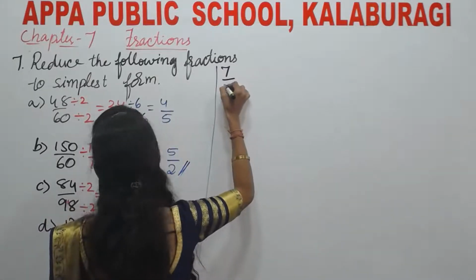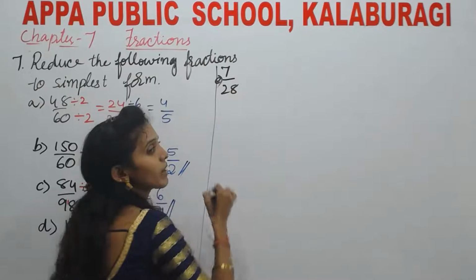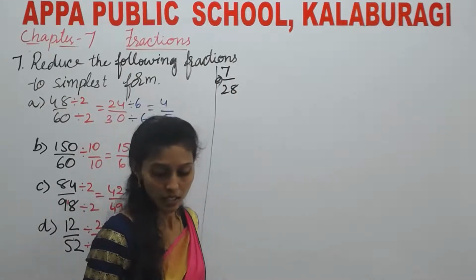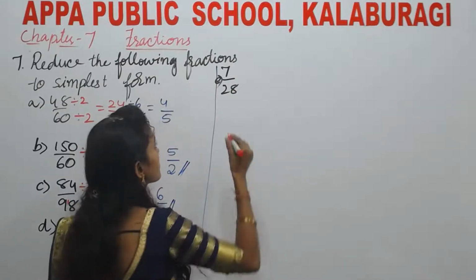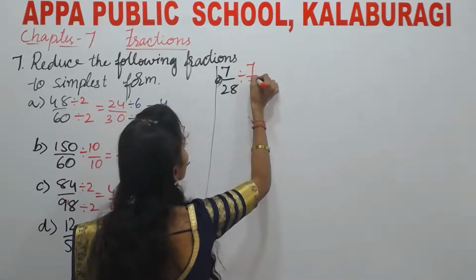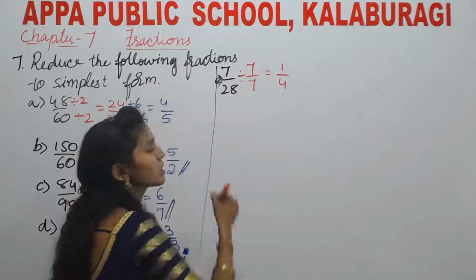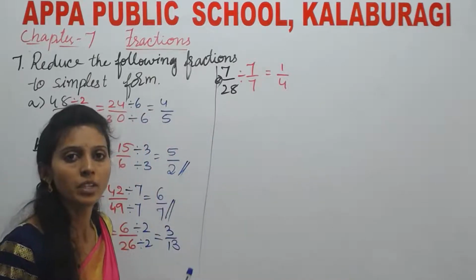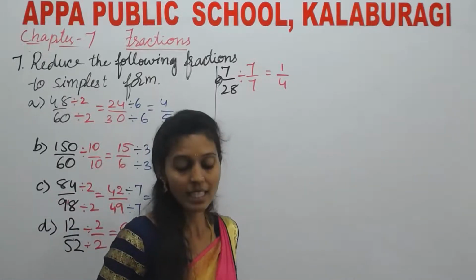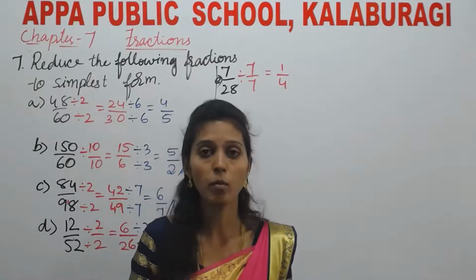7 by 28. Okay, so divide it. Both are divisible by 7 only. 7 ones are 7, 7 fours are 28. This is the simplest form of 7 by 28. That's it. And the next problem, the eighth one, is a word problem.